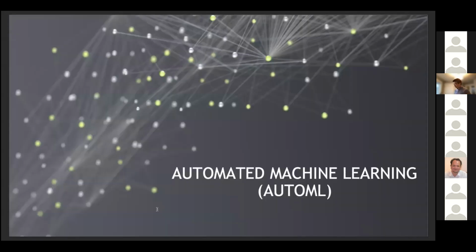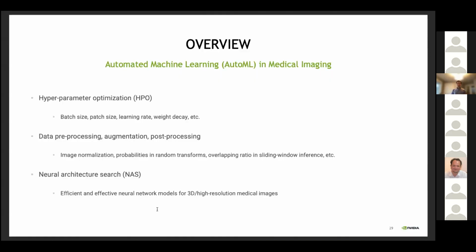Okay, so now we have studied the foundation of segmentation using deep learning in medical imaging. Now I want to talk about AutoML, automated machine learning. Automated machine learning in medical imaging mainly has 3 parts. First, hyperparameter optimization. There are tons of hyperparameters like batch size, patch size, learning rate, and so on, that you need to tune. Secondly, data pre-processing, augmentation, and post-processing.